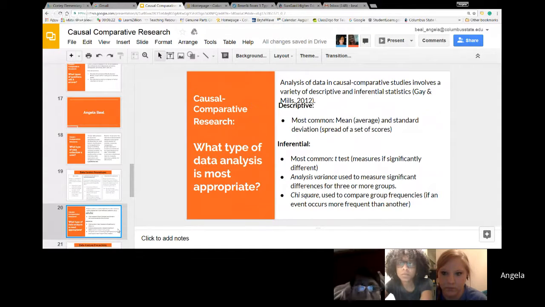And for inferential analysis, the most commonly used is a t-test, which measures if groups are significantly different. Analysis of variance is used to measure significant differences for three or more groups, and then chi-square is used to compare groups' frequency, if an event occurs more frequently than the other.